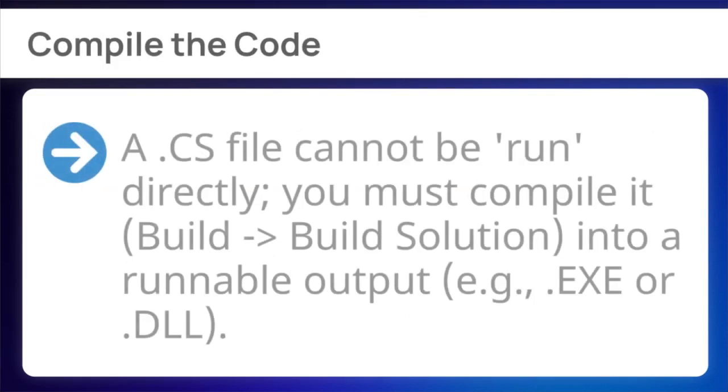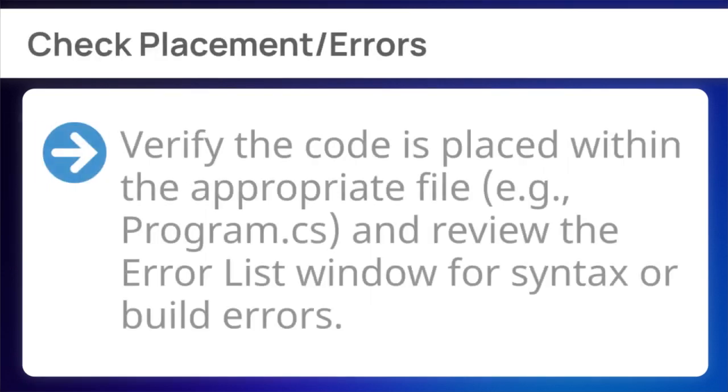Next, compile the code. As a CS file cannot be run directly, you must compile it, build solution, into a runnable output, e.g. .exe or .dll. Finally, check placement errors. Verify the code is placed within the appropriate file, e.g. Program.cs, and review the error list window for syntax or build errors.